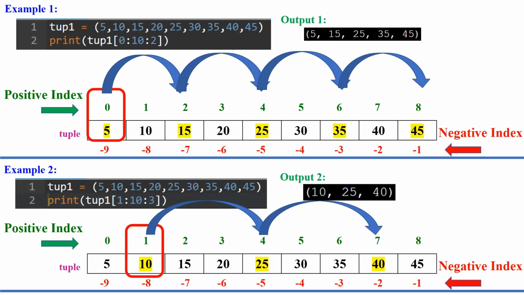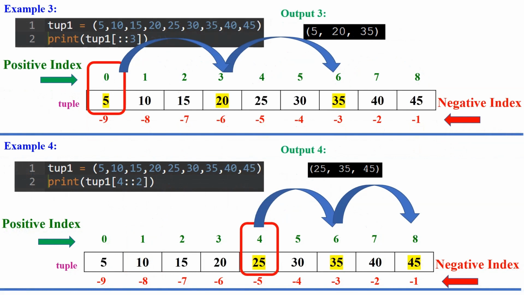Now look at example 2. Here, we extract a slice from index 1 to index 10 exclusive, with a step of 3. Now look at the second picture. The slice 1:10:3 includes elements starting from index 1 and up to index 10 exclusive, in steps of 3. Therefore, the resulting slice is printed as a tuple containing the element 10 at index 1, element 25 at index 4, and element 40 at index 7. You can check the output on the console.